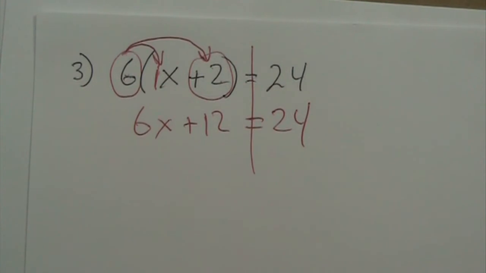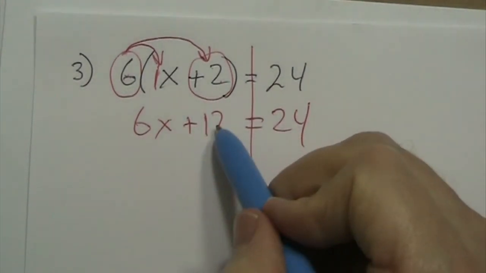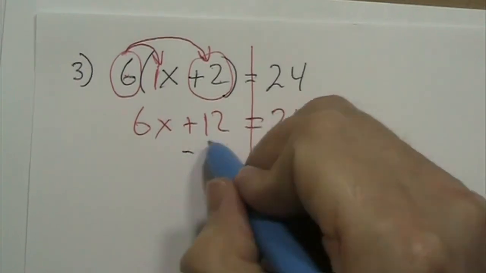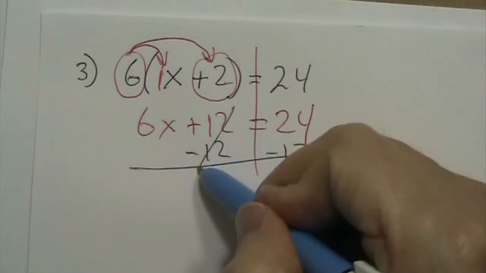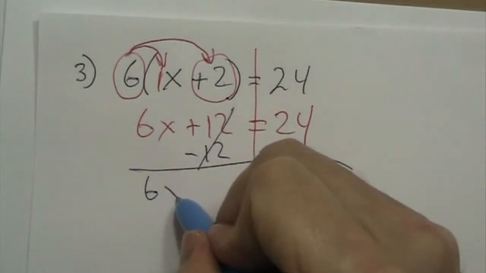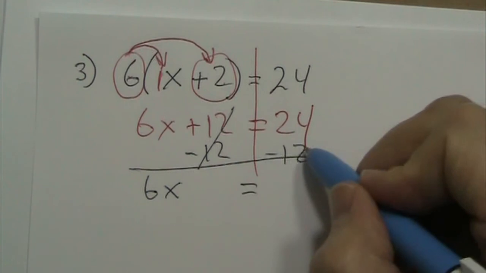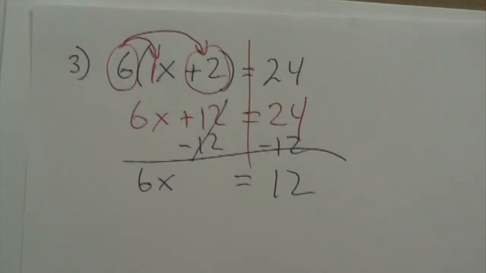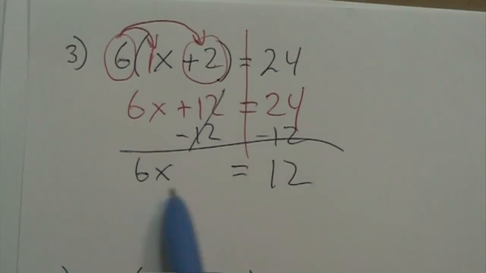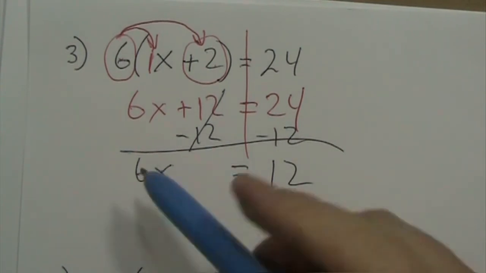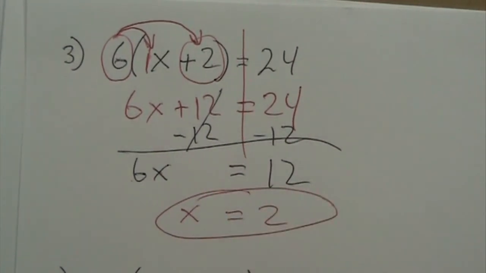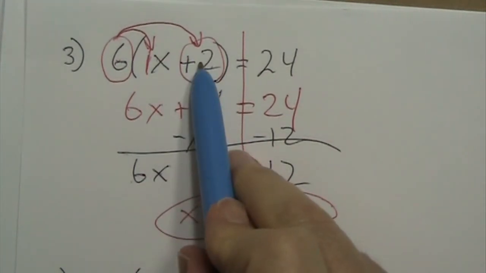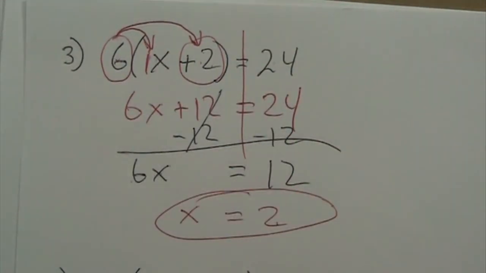Now get rid of the constant. The constant is 12. You need to make that a 0. So that's gone. That's 0. 24 take away 12. All right, you should be able to see your answer right now. 6 times something is 12. The answer is 2. You can always check it. Take 2, plug it in there. 2 plus 2 is 4, times 6 is 24.